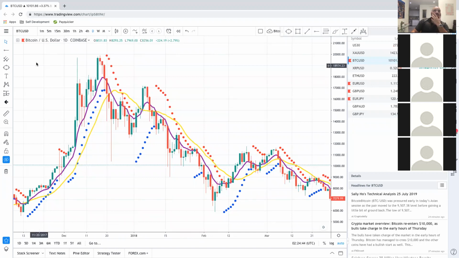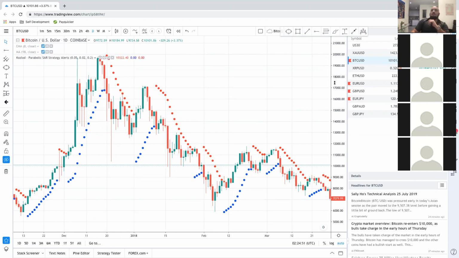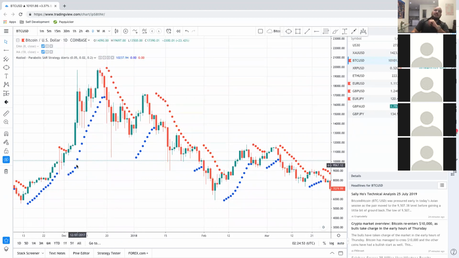Basically, what happens is this, guys. Let me remove that and that. So if you just did parabolic SAR, all that it's doing is when you see these blue dots at the bottom, that means it's on an uptrend shooting up. When you see these red dots on the top, all that means it's on a downtrend shooting down. Very simple, right? Where it flips, that's your entry point.